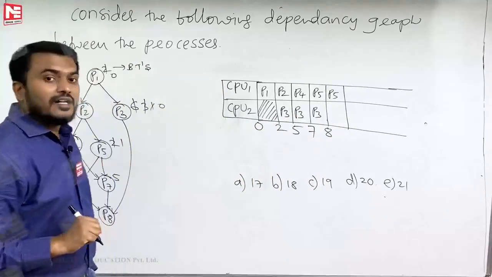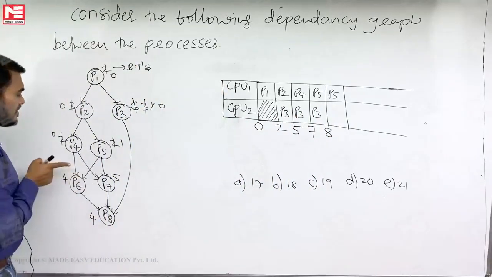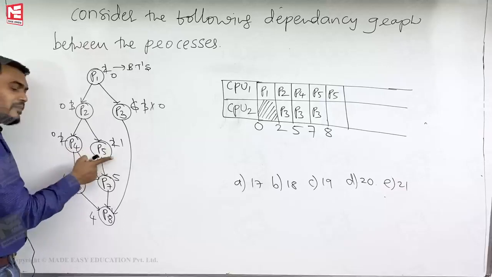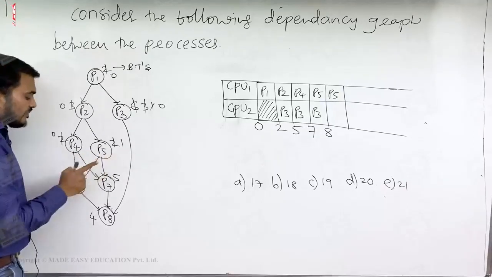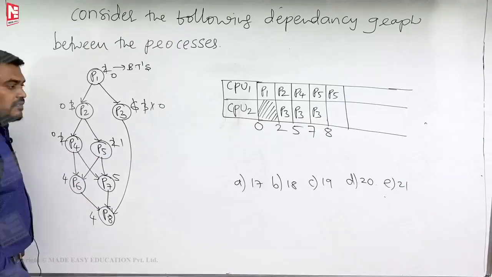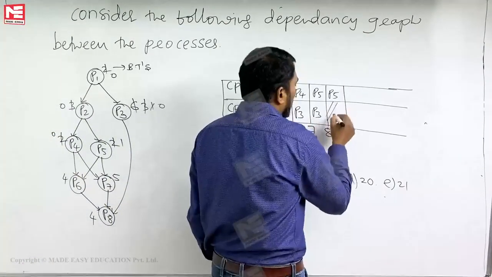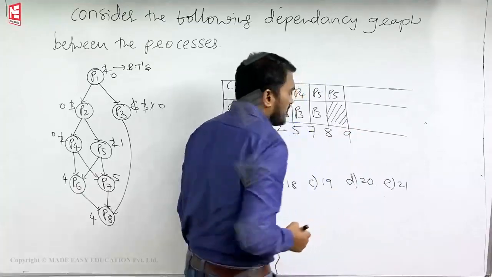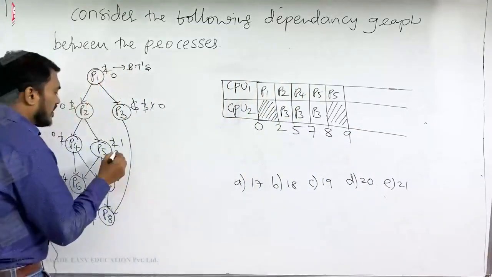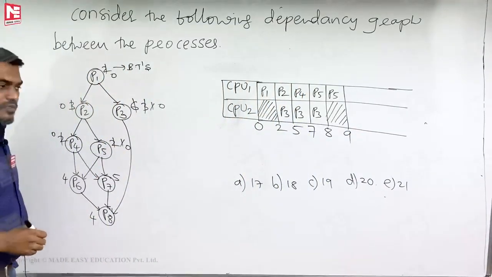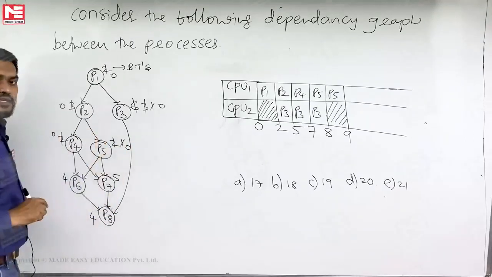No, you cannot take because the dependency क्या बोल रहा है? What's the dependency? Only after completion of P4 and P5, then only you can execute either P6 or P7. So, it means now you cannot take any process on the CPU2. So, CPU2 will be idle here. So, 8 to 9 CPU2 will be idle. So, on that 1 second, that becomes 0. So, now at the time 9, both the CPUs are freely available.